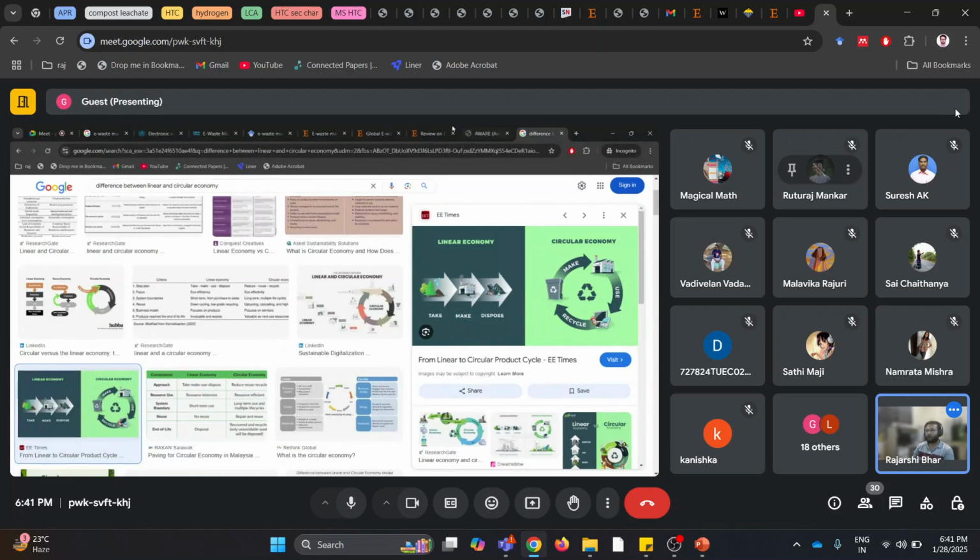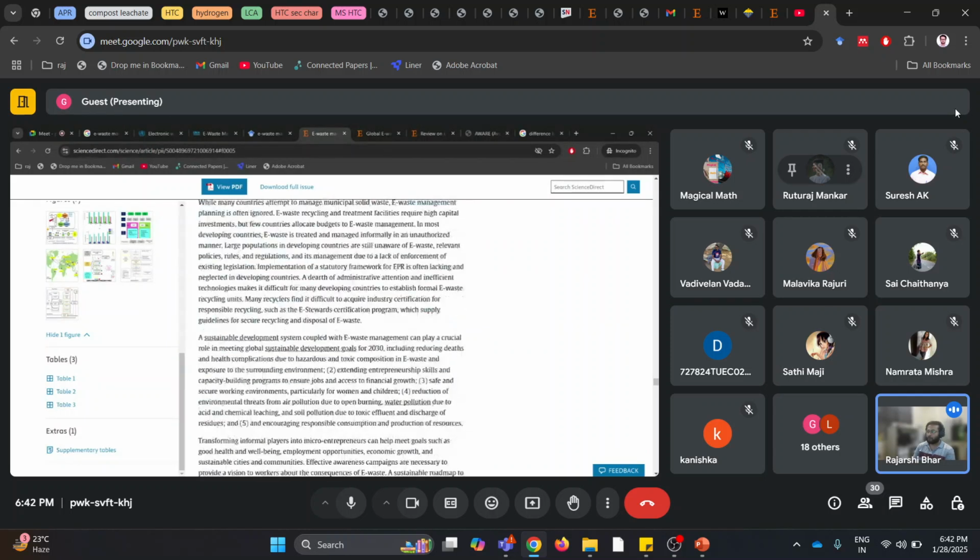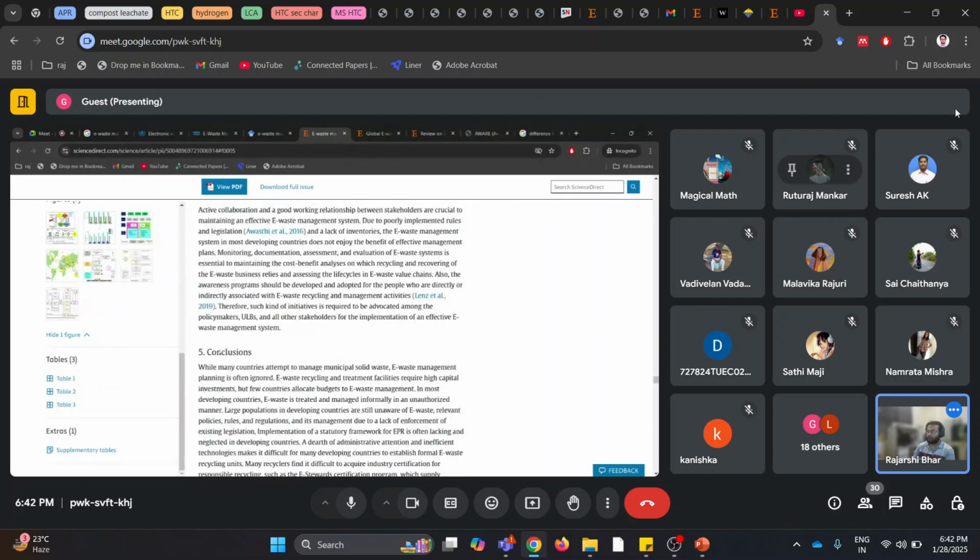So why we discussed this is that something similar is being done in a sustainable cradle to cradle approach, where first some raw material is taken from nature, it is transformed into a product, the product is used, discarded, it goes through several processes, and then after its recycling and treatment, it comes back to the main supply chain. So this is done, and then we saw the conclusion.